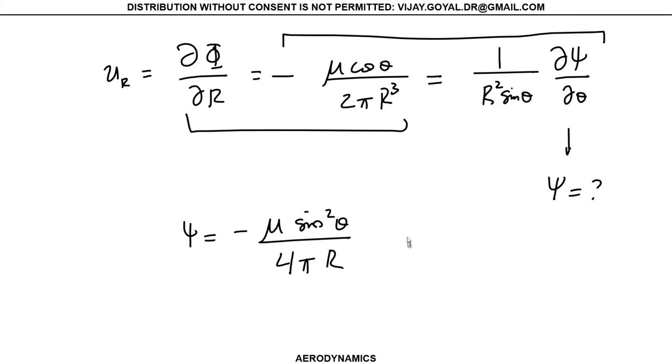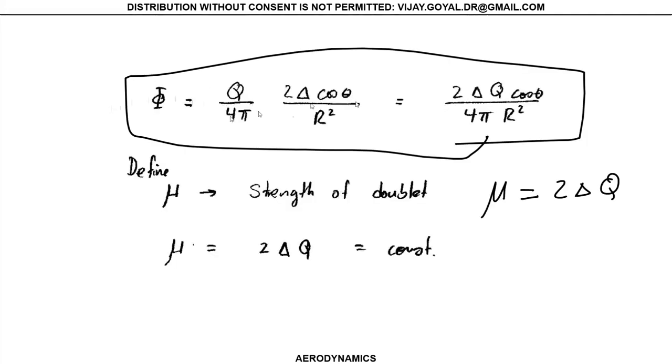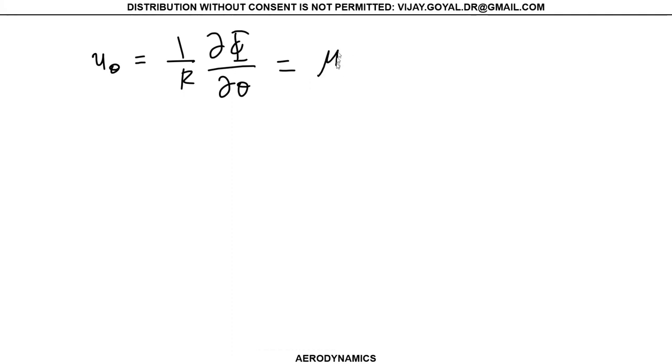r plus f of r. And if I want to find u theta, I go to u theta now, which is 1 over r times the partial of phi with respect to theta. Again, go back to this expression and take the derivative with respect to theta. Then I end up with mu sine of theta over 4 pi r cubed. And note that that's equal to minus r sine of theta.